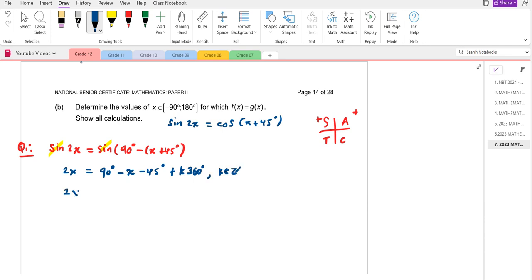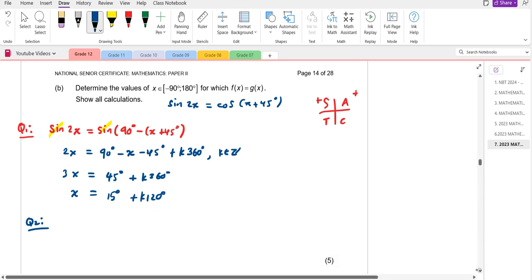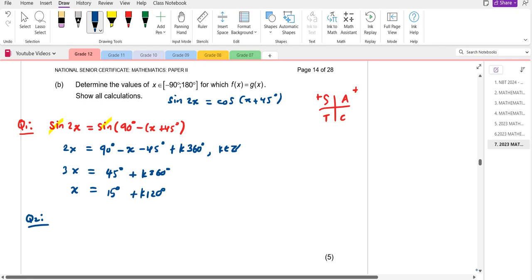Now we can say 2x is now not 2x, it's 3x. So 3x is equal to 90 minus 45, that's 45, plus k360. Now we're going to divide everything by 3. So x equals 15 degrees plus k120. And the quadrant 2 solution, well, we can just get the solutions from here. We don't even need the quadrant 2 solution, but let's just try to do it and see what we get.